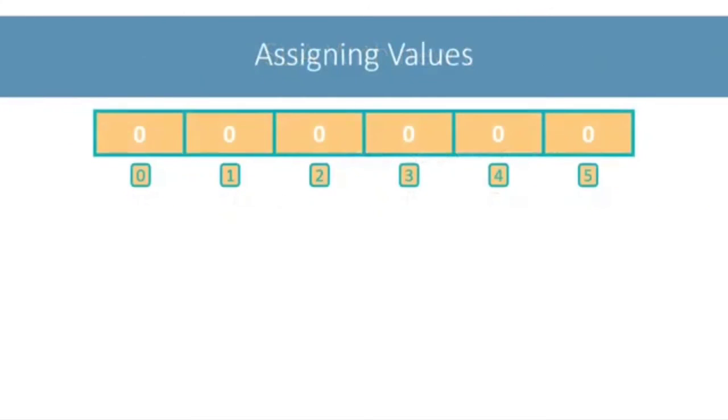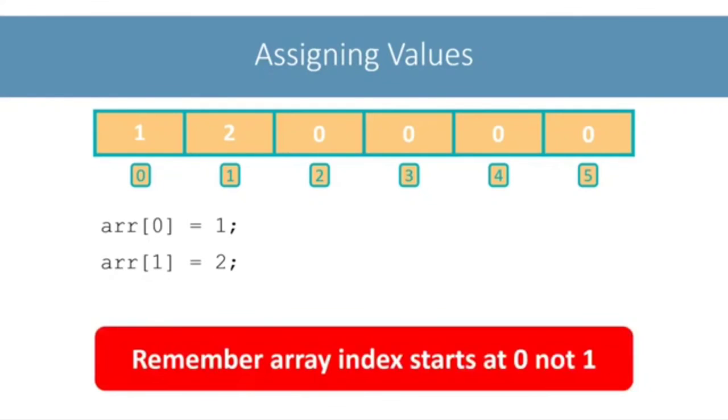Okay, we have created the array, but all the elements in the array are 0, which is very boring. Let's assign some values to the array elements. We assign a value to an array element like this. This will assign the value of 1 to the first element of the array. And this will assign the value of 2 to the second element of the array. Remember from the last lecture, the index of the array starts at 0, not 1. Similarly, we can assign values to other elements of the array.